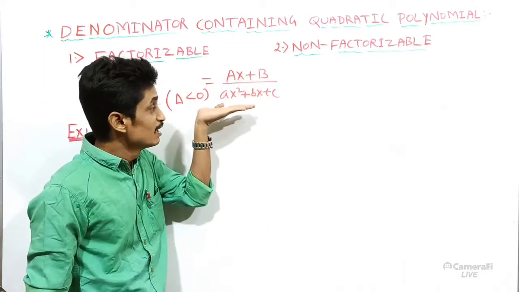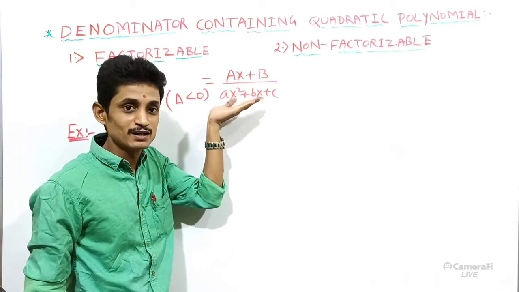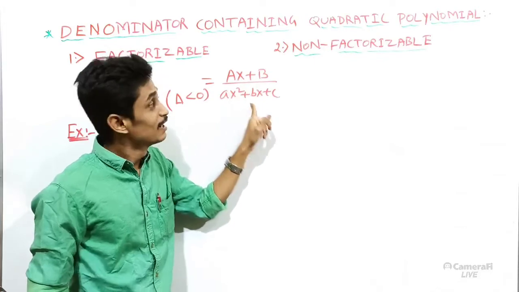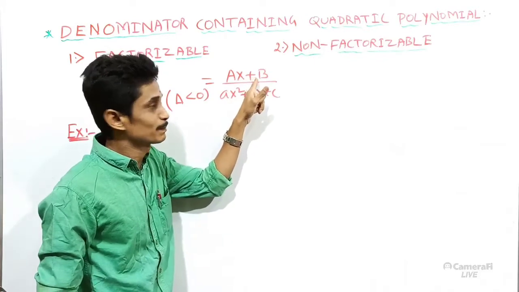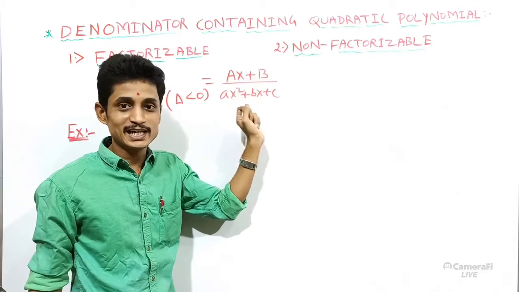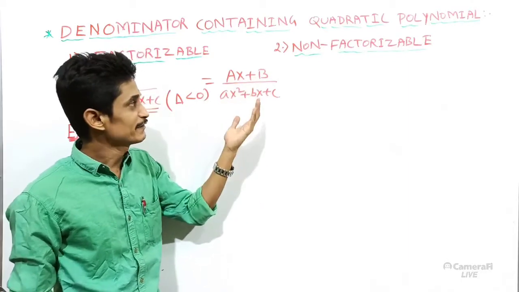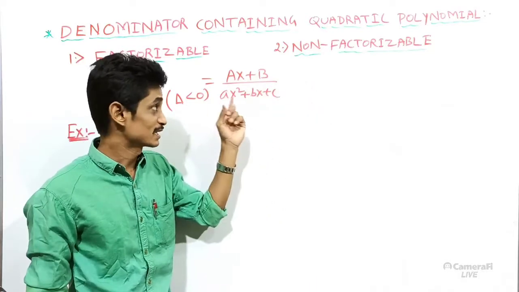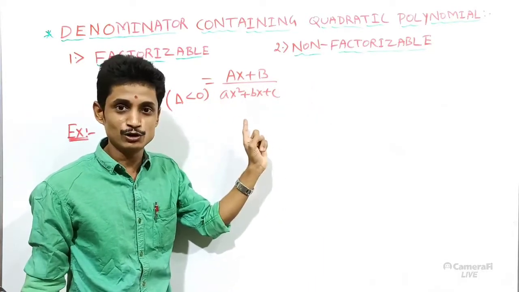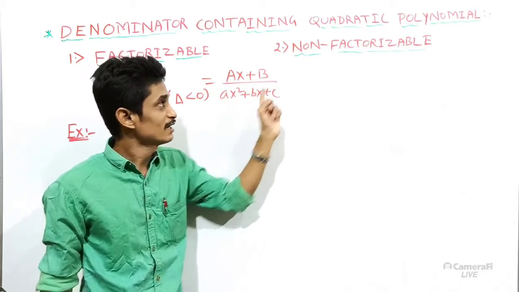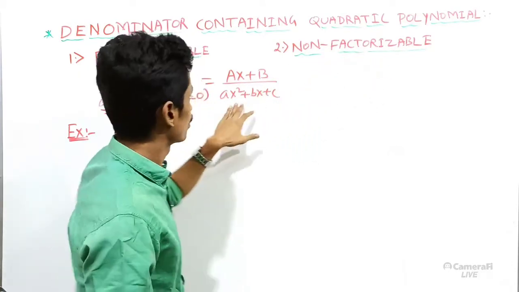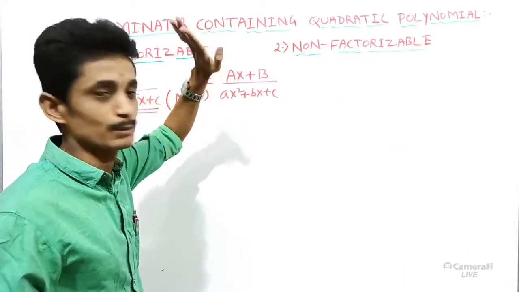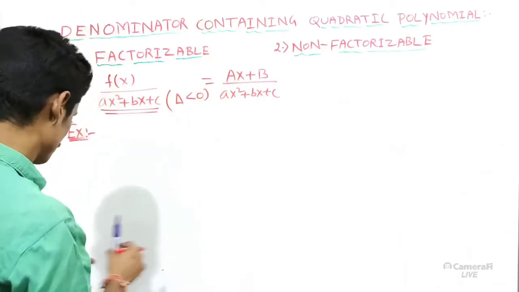Point to be noted: a denominator having a non-factorizable quadratic polynomial. At this time we write in the numerator place in the form ax plus b. In the previous problem we simply arranged like a divided by, b divided by. But here you should be careful: when the denominator contains a non-factorizable quadratic polynomial, in the numerator part we write ax plus b form.